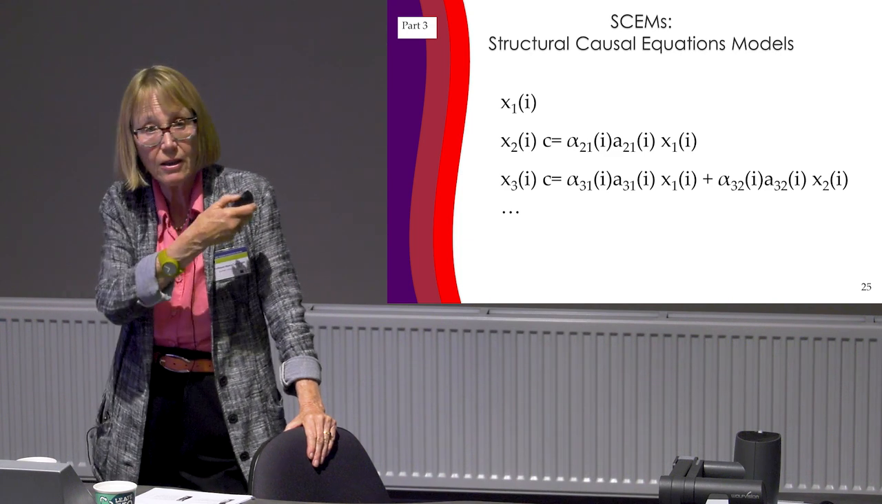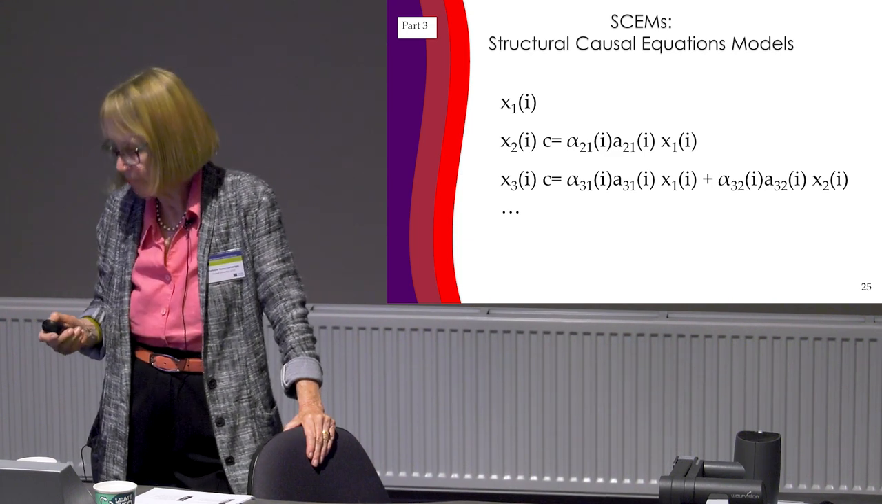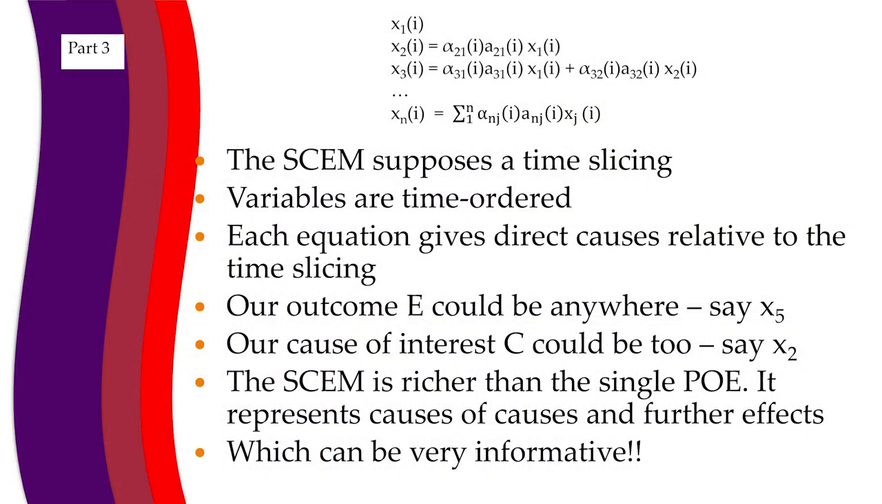What they are, they look like this. And you can see that what they really are is a generalization of the potential outcome equation, but for different outcomes that might occur between cause and effect, or before the cause, or after the effect. So the SCEM supposes that we're not just looking at a bunch of causes and an effect, and then this particular cause of interest and the effect. We're not lumping all the causes together. We're going to disaggregate. We're going to do a time slicing.